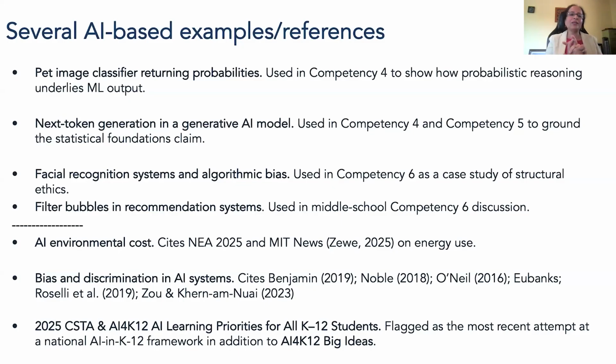There are other AI-based examples like a pet image classifier for competency 4, probabilistic reasoning, and for competencies 4 and 5, next token generation in a generative AI model. Facial recognition and algorithmic bias are discussed in the one around technology and society, as are filter bubbles in recommendation systems. Environmental cost, bias, all of these are discussed in a lot of detail. So AI features heavily in the report, even though it's not there in the title.